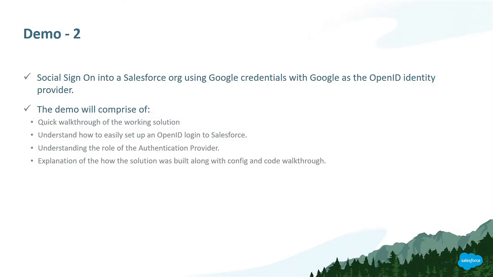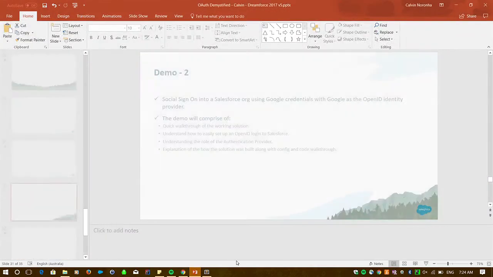So with this, we'll go on to demo 2. This is a lot simpler than the first demo. Here I'm going to use my Google credentials to log into my Salesforce instance, and we're going to see how that's happening. Most of it is just going to be the configuration of something called an auth provider, and there's not much code involved in this demo. So let's see how that works.